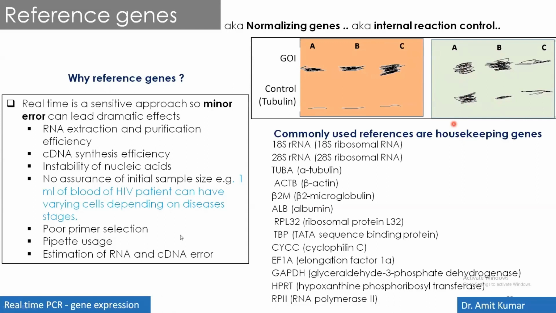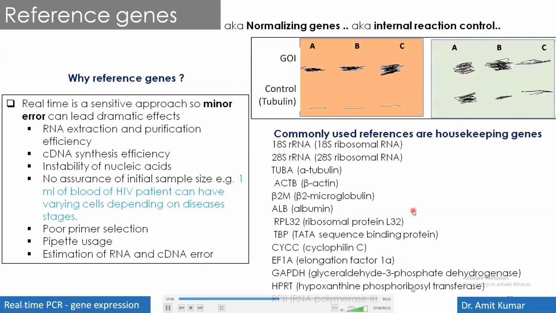So that is also possible. Now, most of the commonly used reference genes are the housekeeping genes. For example, 18S rRNA, 28S rRNA. In case of plants, or in general, we have a lot of cytoskeleton related genes like actins, tubulins, and then we also have cyclophilin and elongation factor, GAPDH, and so on. So mostly these are the housekeeping genes.